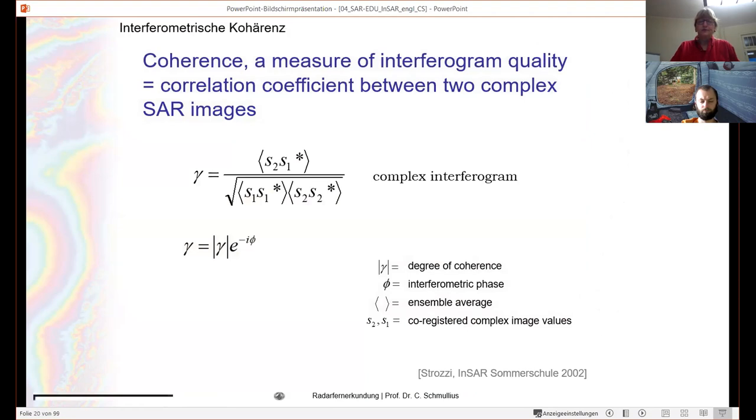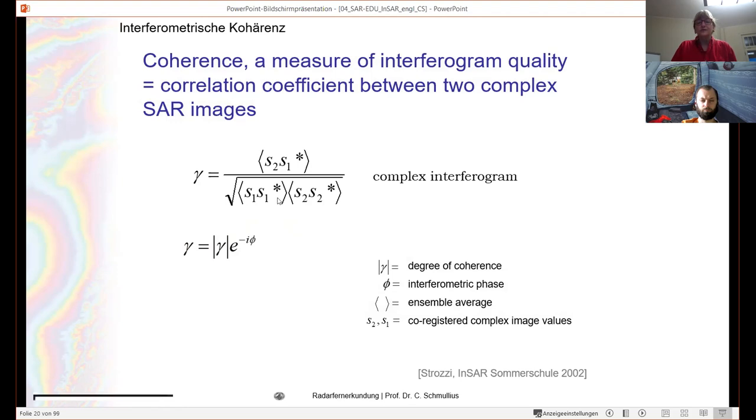Okay, we do a little side trip to coherence. I told you yesterday, coherence is a correlation coefficient between the two complex SAR images. So it looks at the interferometric, it includes the phase information. So first maybe start here with the letter. As our backscatter has sigma as the Greek letter, coherence has gamma.